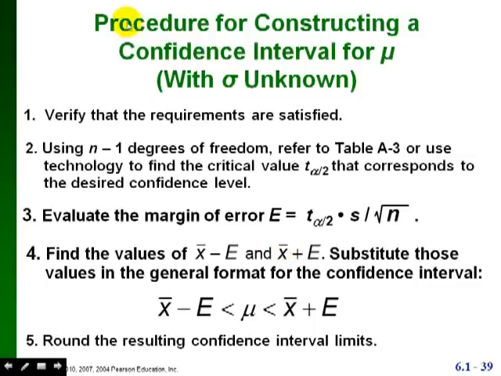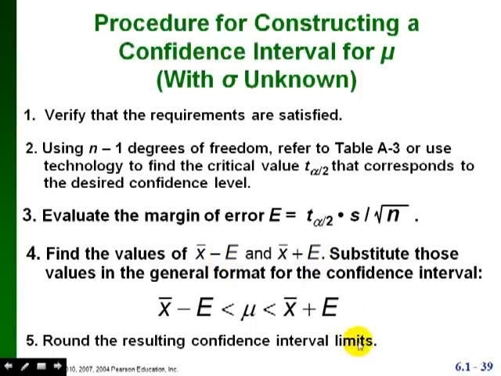So here are all the steps that we need to go through. First, we're going to verify that our requirements are satisfied, and those are pretty simple for this. Then we'll find our critical value from our t-table. We use that in our sample data to find our margin of error. And then we construct our confidence interval using our point estimate, which is our sample mean, and our margin of error.